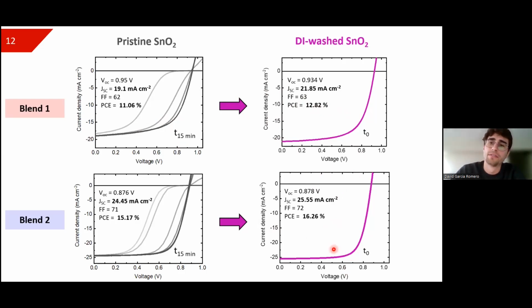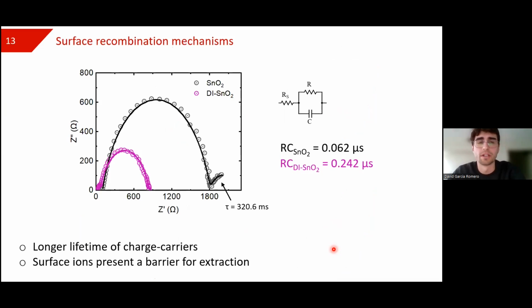So let's try to understand a bit more what's going on here. We did some impedance spectroscopy in order to address the mechanism behind. And what we observe is that we have actually an increase of the time constant of the system. So what I'm displaying here is the real part and the imaginary part of the impedance. And from here, we can extract an equivalent circuit. We can extract parameters of the system.